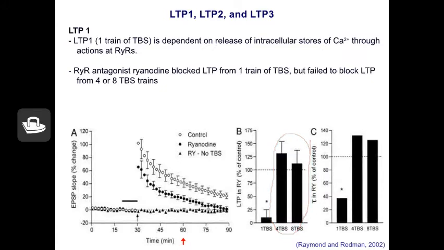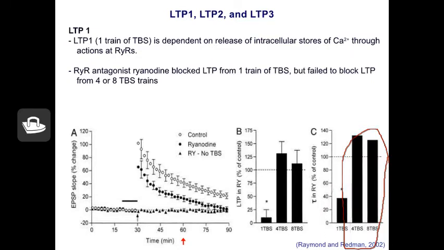Now the second bar graph shows that ryanodine decreased the time constant, again, that is the measure of the duration of the potentiation, to about 40% of controls for the sections that received only one train of theta burst stimulation. But it did not affect the time constant for the slices stimulated with 4 or 8 trains of stimulation.